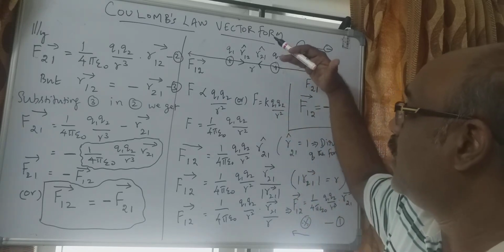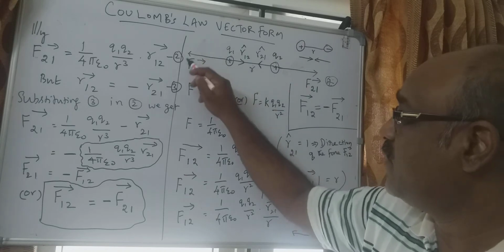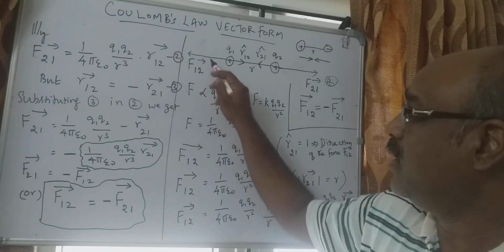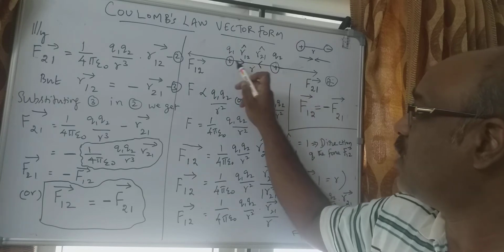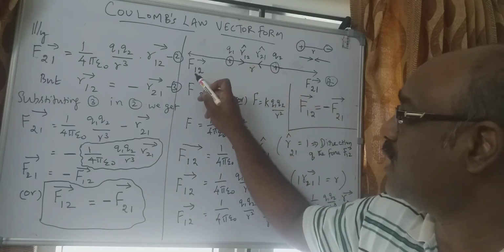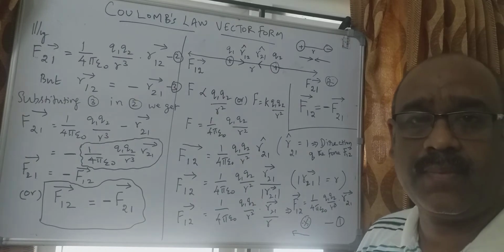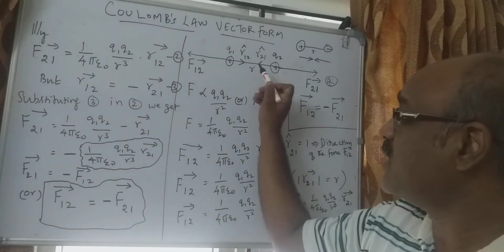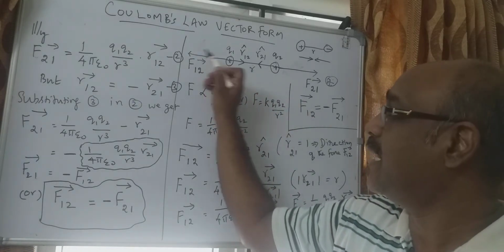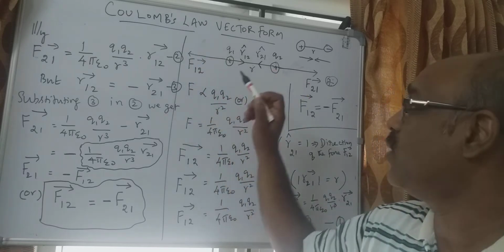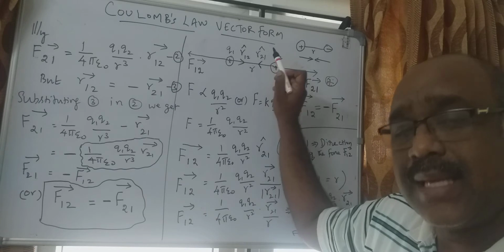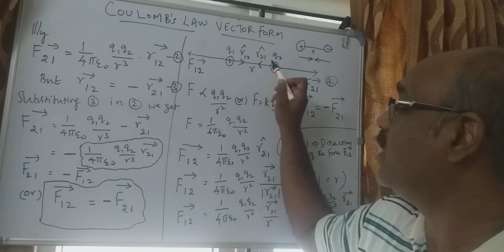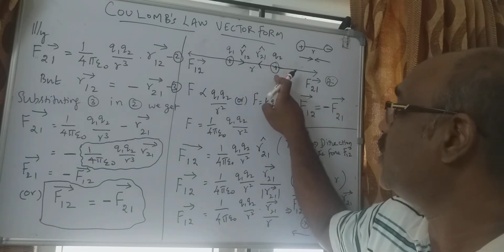So, the force of repulsion, this is the force exerted by the second charge on the first charge, the force on charge 1 by charge 2, but this force is acting in the direction which can be denoted by the unit vector, which is representing the direction of the force, that is, the direction of the force is from 2 to 1.